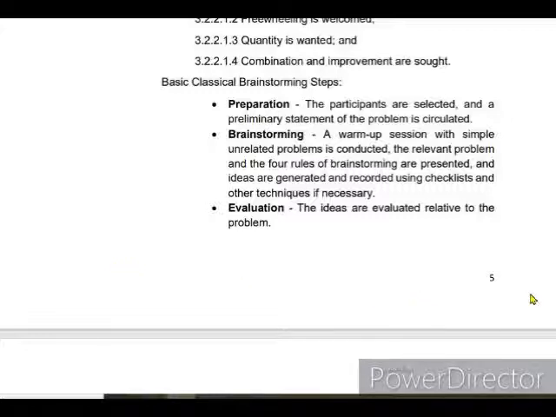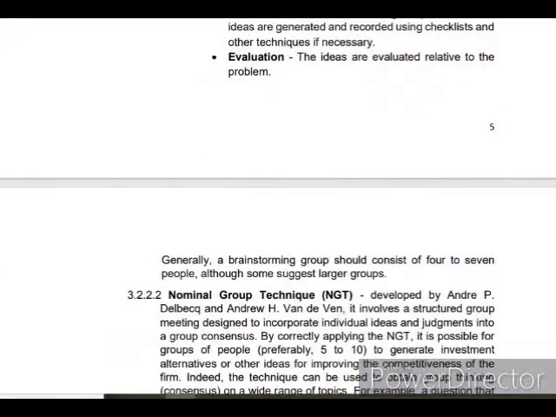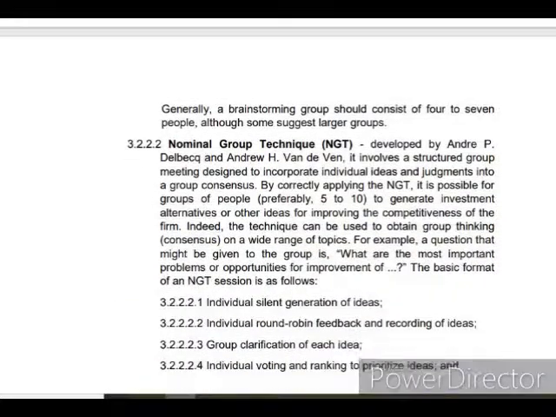So next, evaluation. The ideas are evaluated relative to the problem. Okay, so always when we are evaluating, we should always base our evaluation on the problem. Okay, so generally a brainstorming group should consist of 4 to 7 people, although some suggest larger groups. So those are the minimum members.